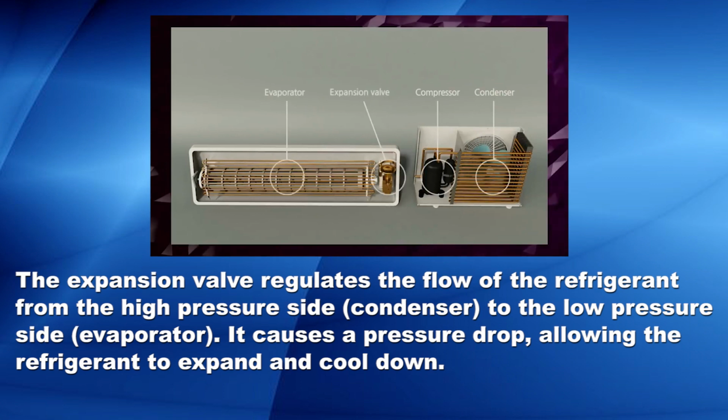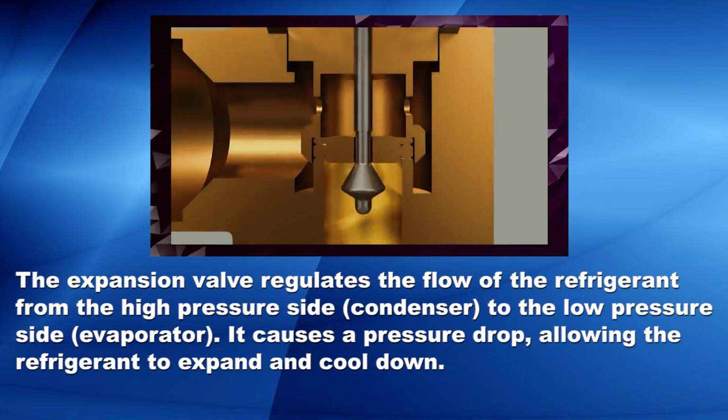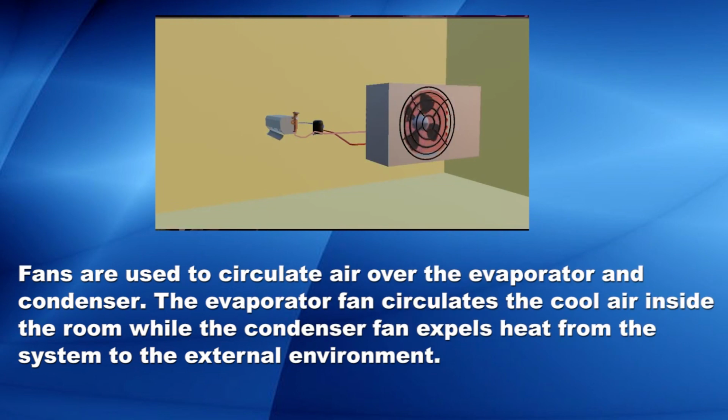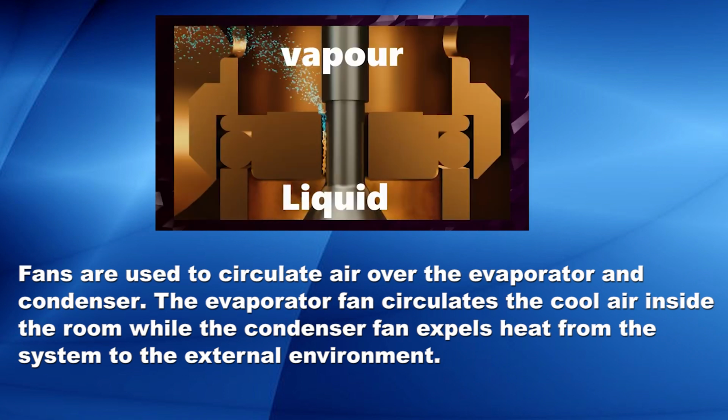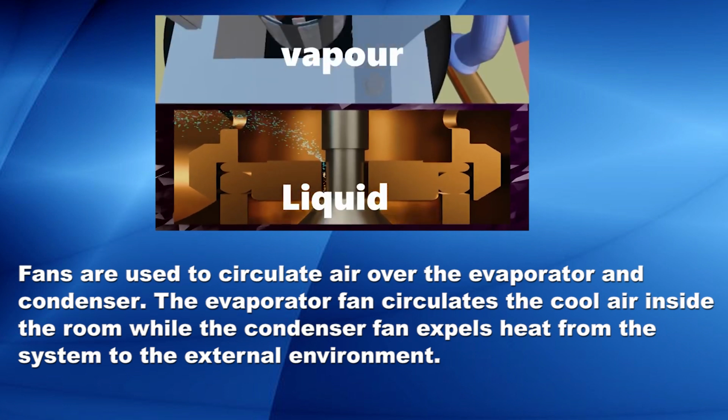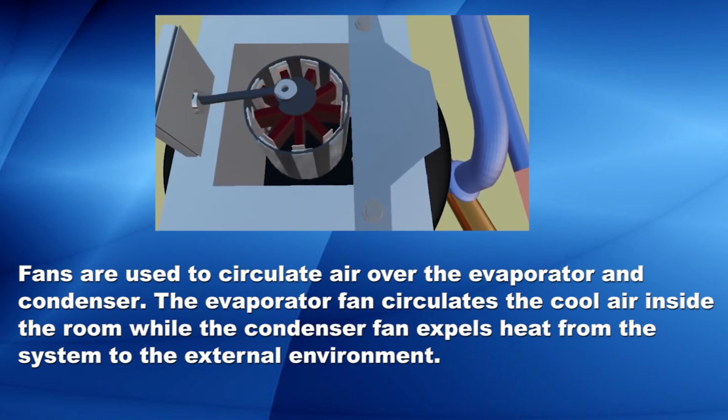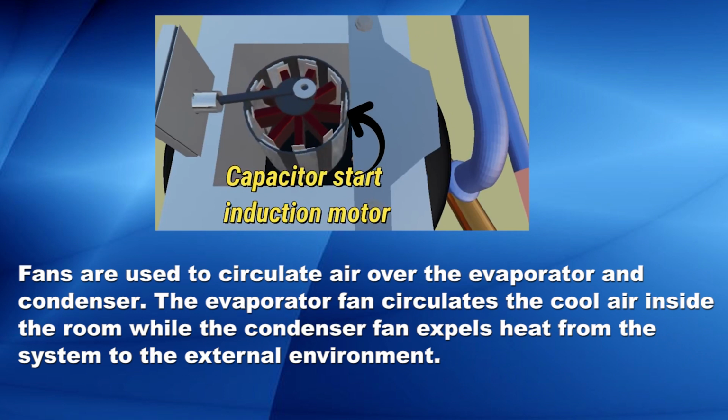It causes a pressure drop, allowing the refrigerant to expand and cool down. Fan. Fans are used to circulate air over the evaporator and condenser. The evaporator fan circulates the cool air inside the room, while the condenser fan expels heat from the system to the external environment.